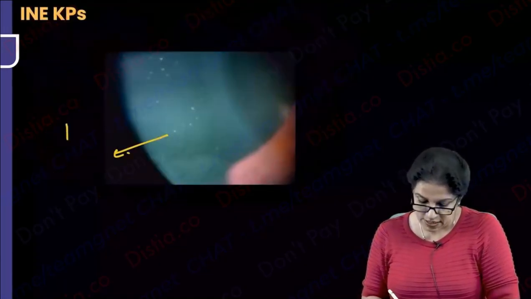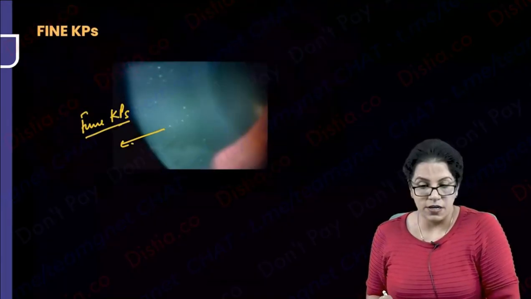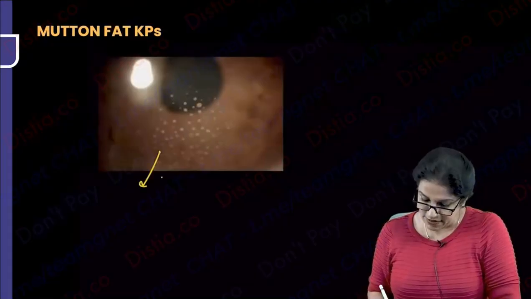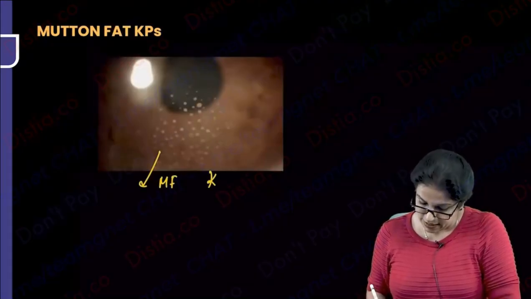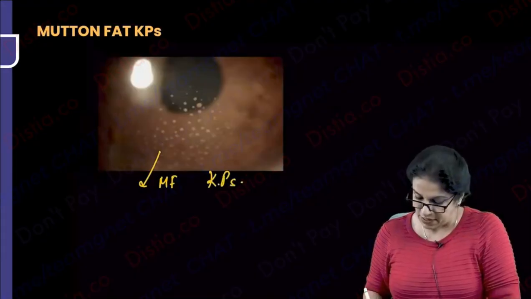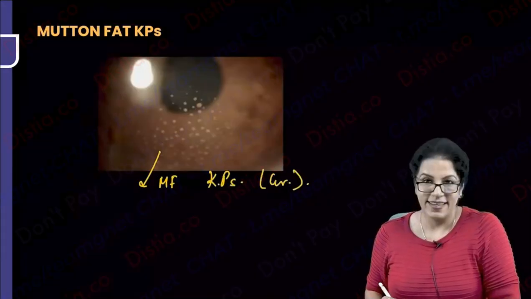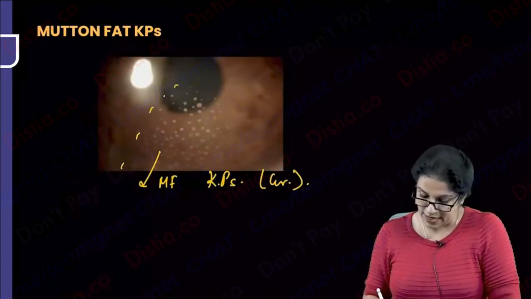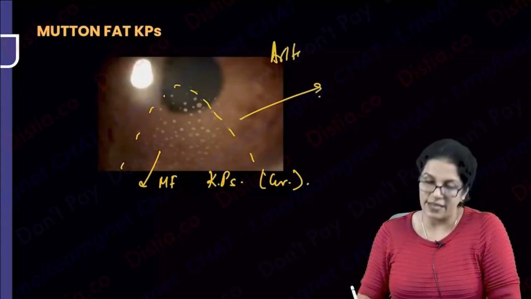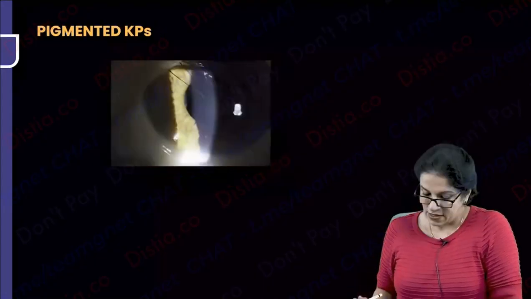Have a look. These are the fine KPs that we are talking about. So these fine KPs are a feature of non-granulomatous uveitis. Then this is your mutton fat KPs that you see, a sign of granulomatous inflammation. You can also see this imaginary triangular area where the KPs are maximum, which we call the Arlt's triangle.